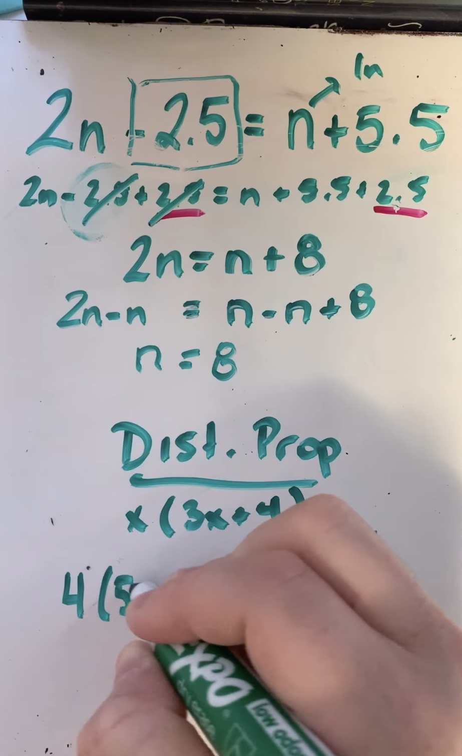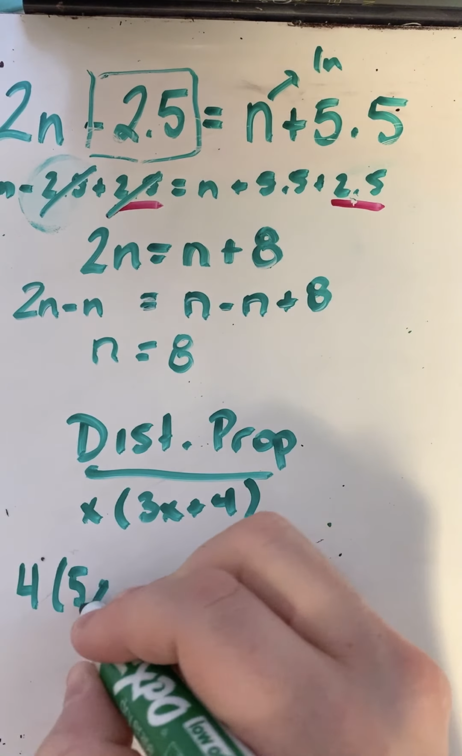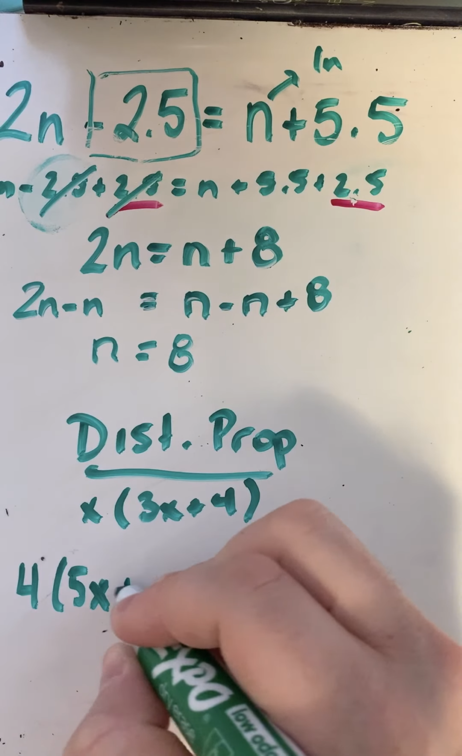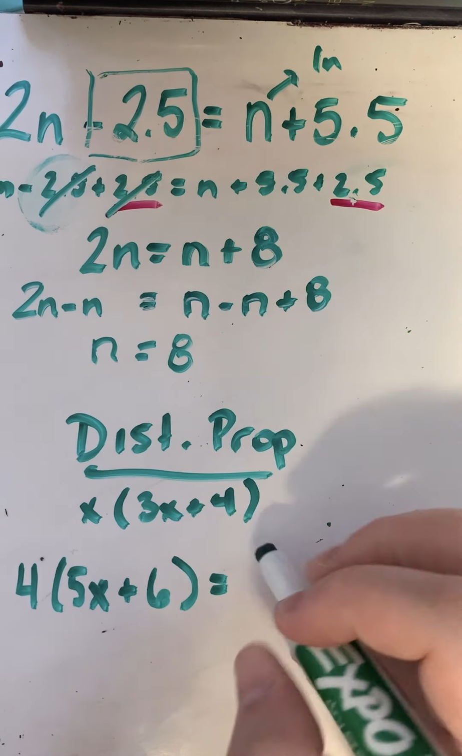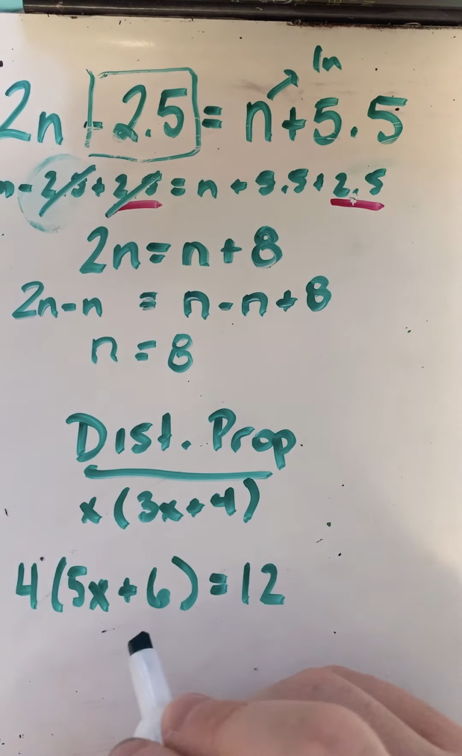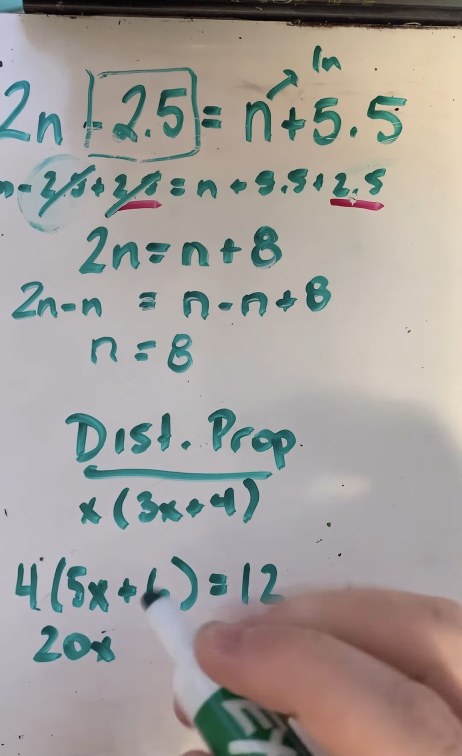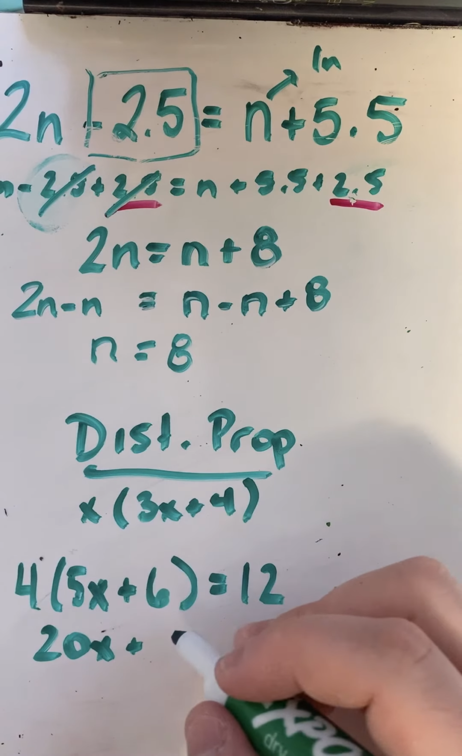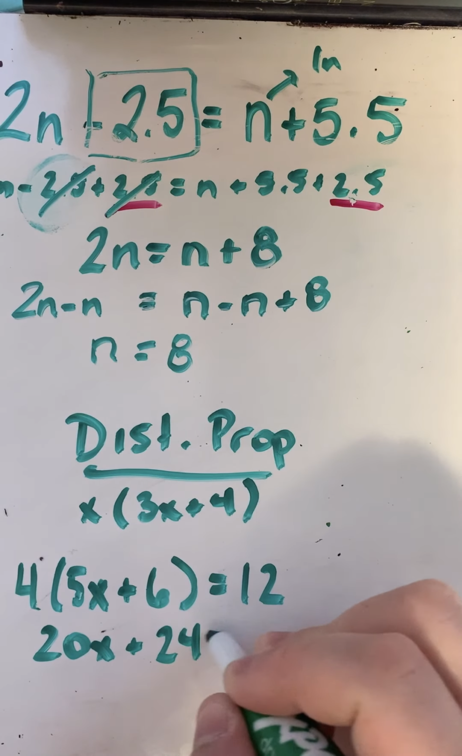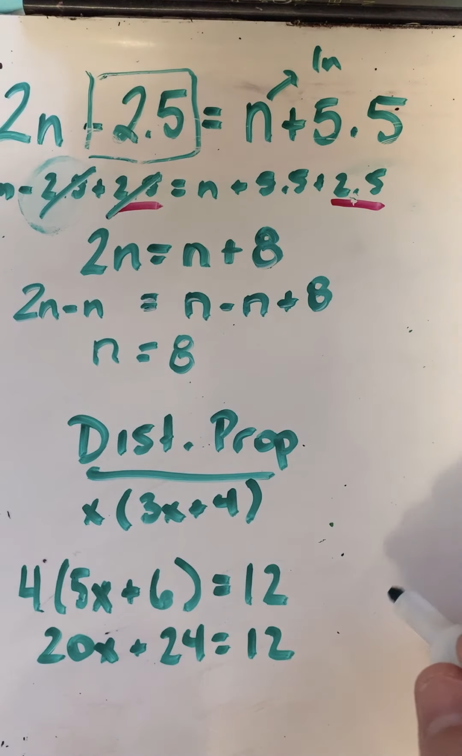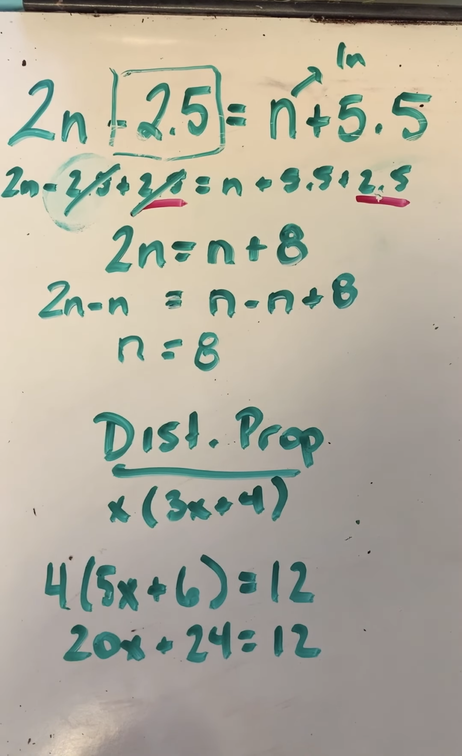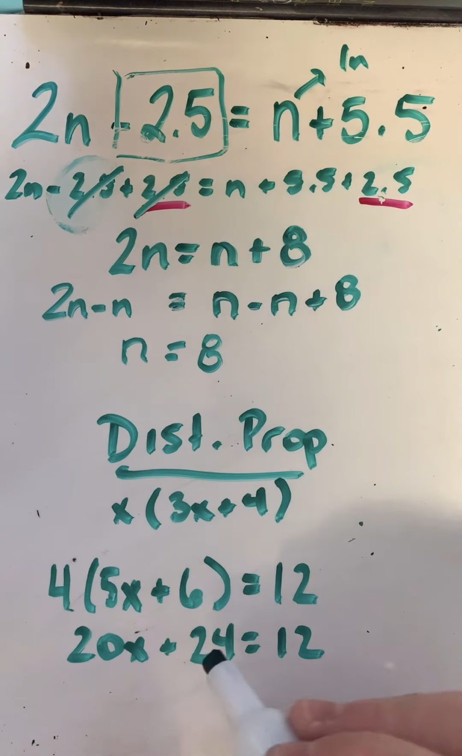4 times 5x plus 6 equals 12. So here's our multi-step equation. Now 4 times 5x is 20x, plus 4 times 6 is 24, equals 12. I'm going to run out of room here, aren't I? So let's do the next line.